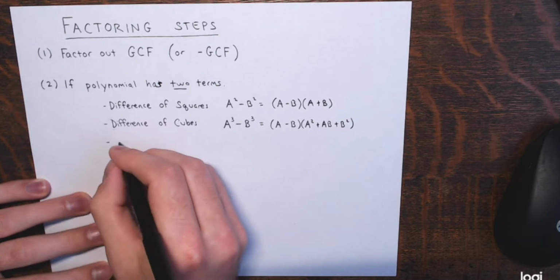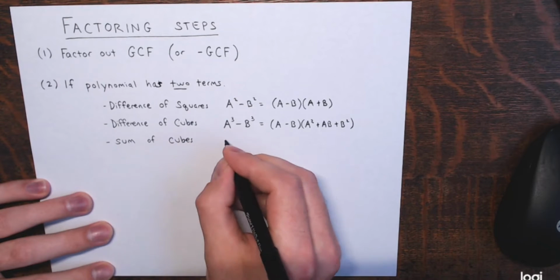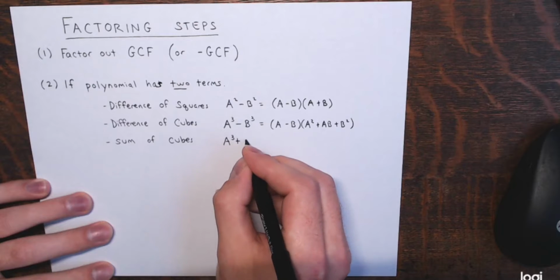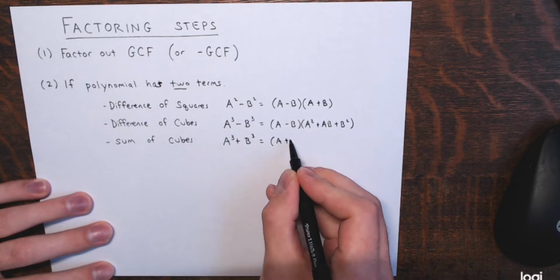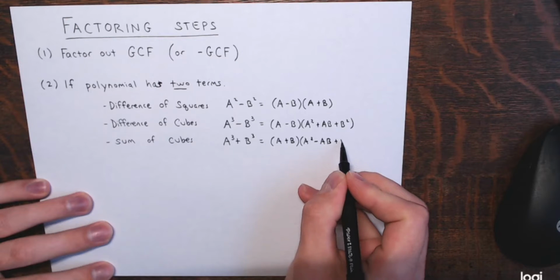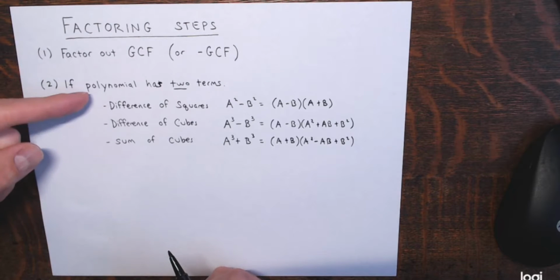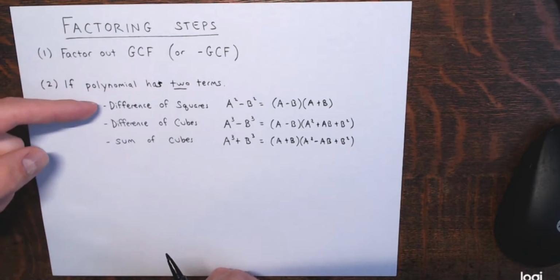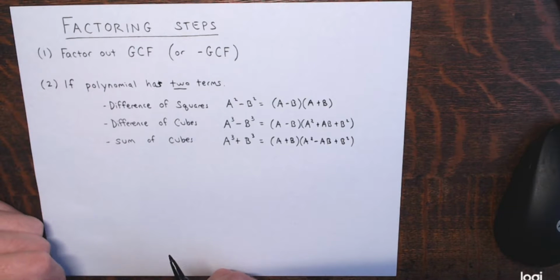Or it could be a sum of cubes, which is very similar to a difference of cubes, right? Factors in a very similar fashion. So a cubed plus b cubed would factor to a plus b times a squared minus ab plus b squared. And this is it, right? If a polynomial has two terms, the only way you're going to be able to factor it is if it's in one of these forms. Right? If it's a difference of squares, a difference of cubes, or a sum of cubes. Right? Otherwise, it'll be prime.